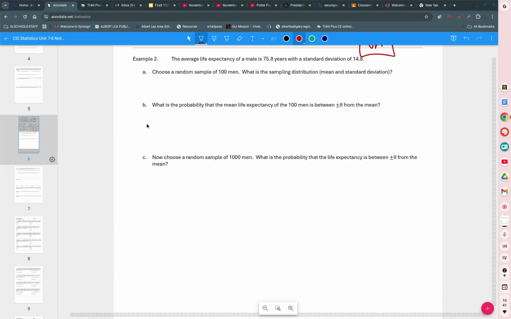I made these problems ahead of time, and as I went through them, there were a couple that I didn't like. This first one here, we're going to change to a plus or minus 2. And down here, we're also going to change this to a plus or minus 2.